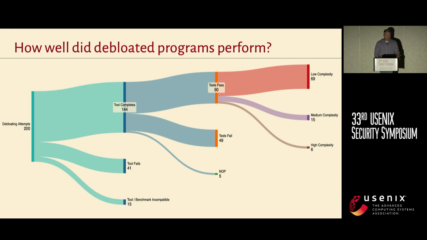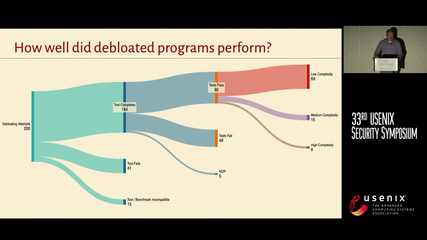All right, so how well did they perform? Let's take a look at success rates. Of our 200 attempts to debloat programs, you'll note that 15 were incompatible. We experienced 41 failures, but ultimately in 144 of the cases, the tool actually completed. It ran to completion and it says it produced a debloated binary.